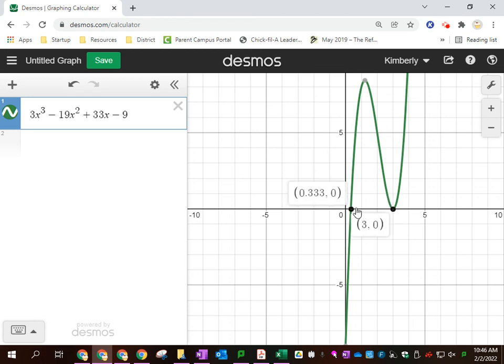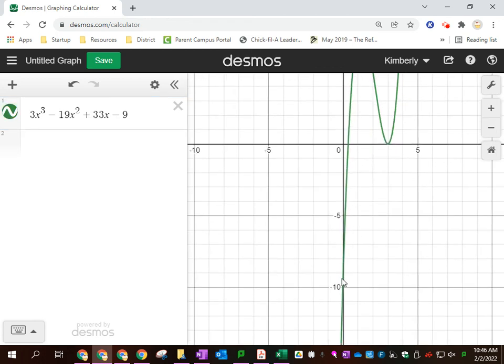Let's see, I got a root, then I got an intercept down here. So all that matches. So I know I did it right. If the roots match, you're good.